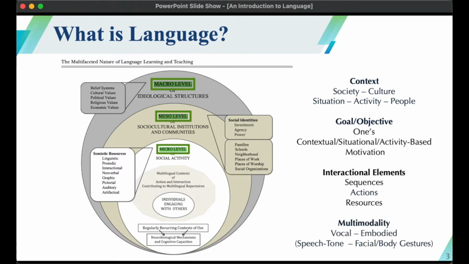The last concept to keep in mind is multimodality. Simply put, interaction entails vocal modes and embodied modes. This means one's speech itself and the tone or tones one says something in, as well as one's facial and body gestures when saying or responding to something. In all, language involves a wide and colorful array of levels and aspects.